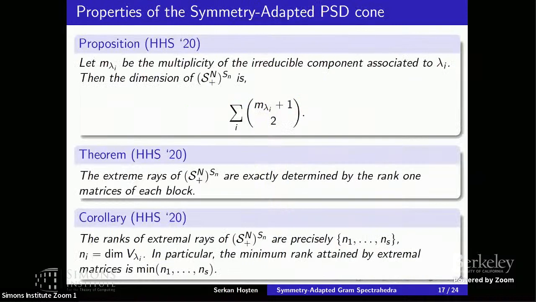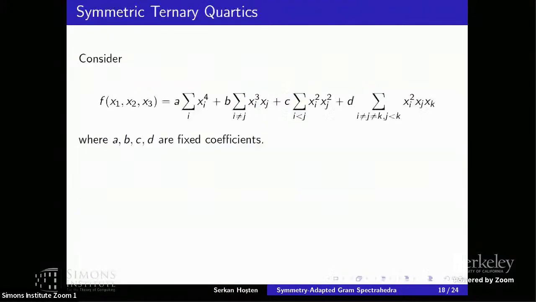This is in contrast to the usual PSD cone, right? The PSD cone's extreme rays always correspond to rank 1 matrices. In this case, you can arrange it so that the extreme rays are going to be more than rank 1 matrices. It's a nice structure there, but you just have to be careful. So let me give a few examples of how it can be used.